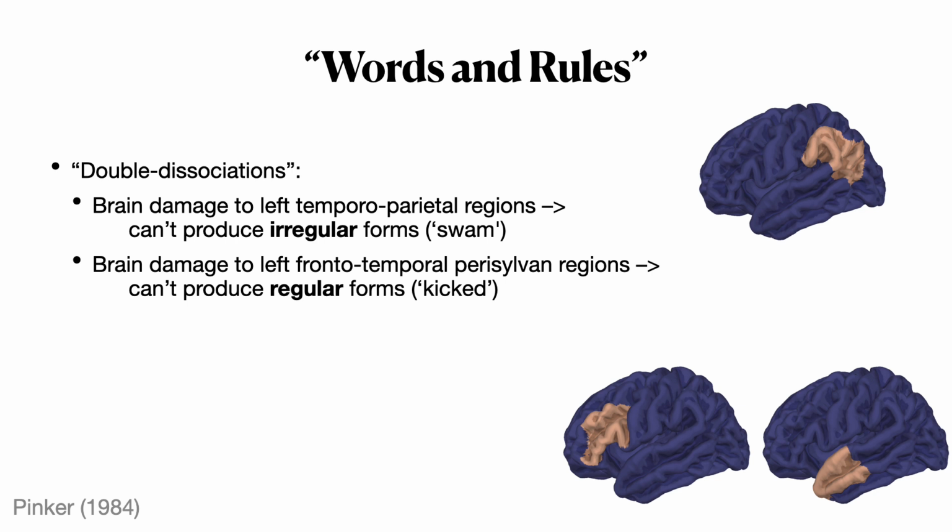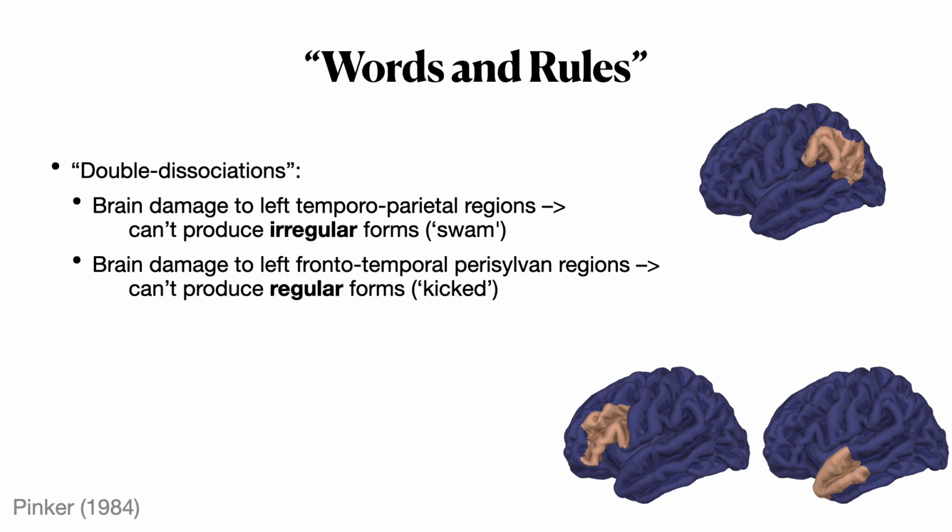That's a different question. So it turns out it's possible to find people with brain damage who cannot produce the irregular forms, but have no problem producing the regular forms. And then you can find people who have the exact opposite problem. So you have people with damage to left inferior frontal cortex and also anterior portions of temporal cortex. This again includes part of Broca's area, our good friend Paul Broca. You find the reverse pattern. You find people who struggle to produce the regular forms, but have no problem producing the irregular forms.